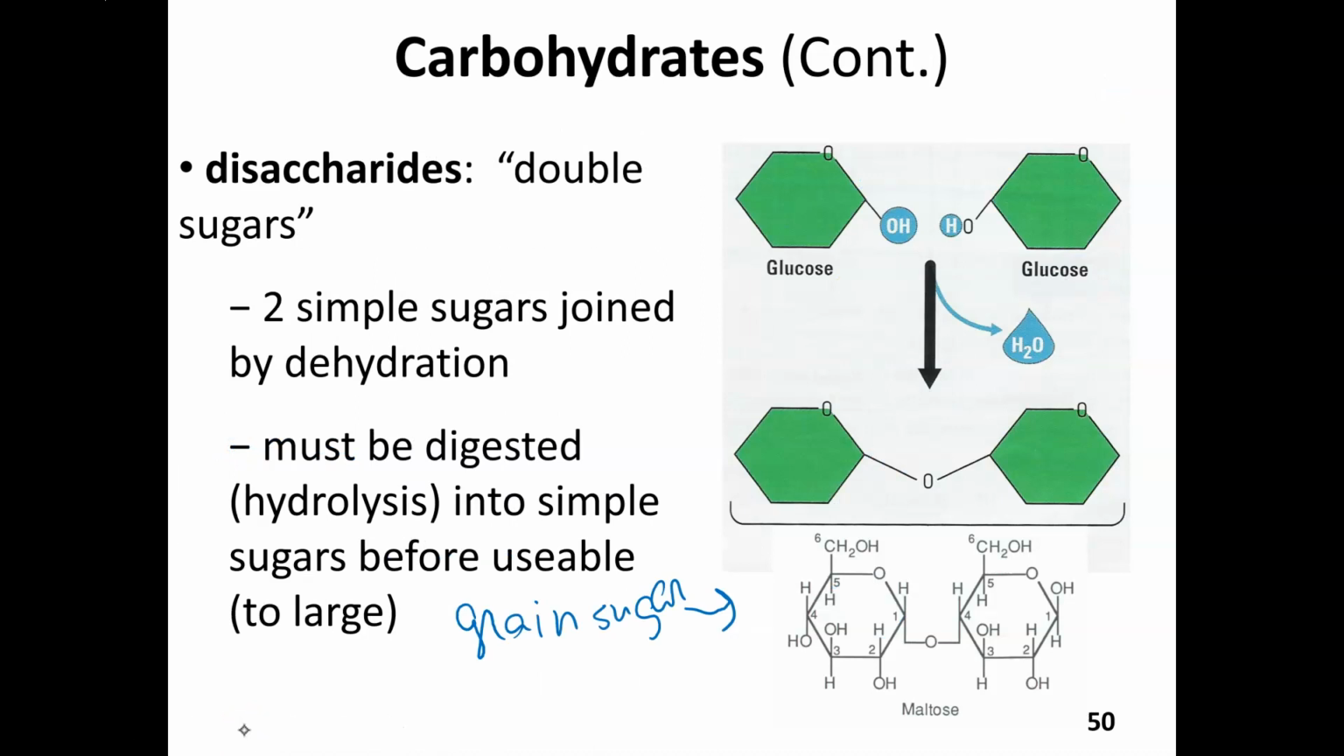Here is another example of two monomers that come together forming a dimer. So here we have glucose and glucose. Through a process called dehydration synthesis, here's that water coming out, we form maltose. Maltose is grain sugar. It's also a disaccharide.